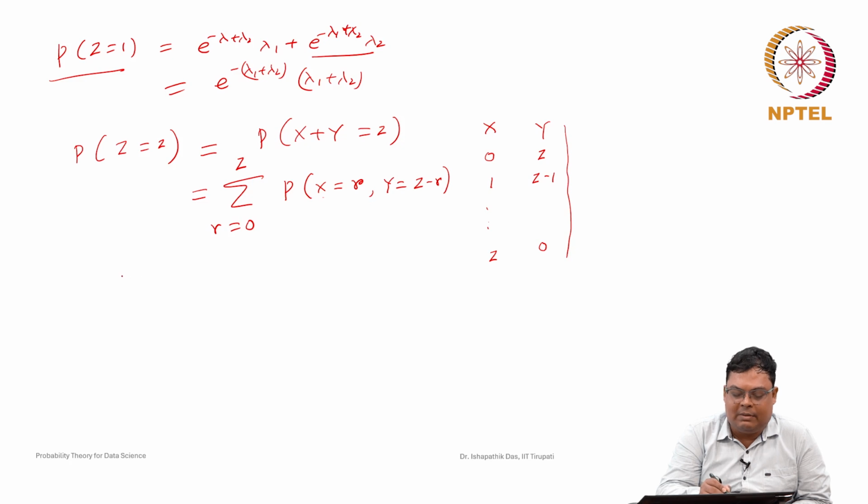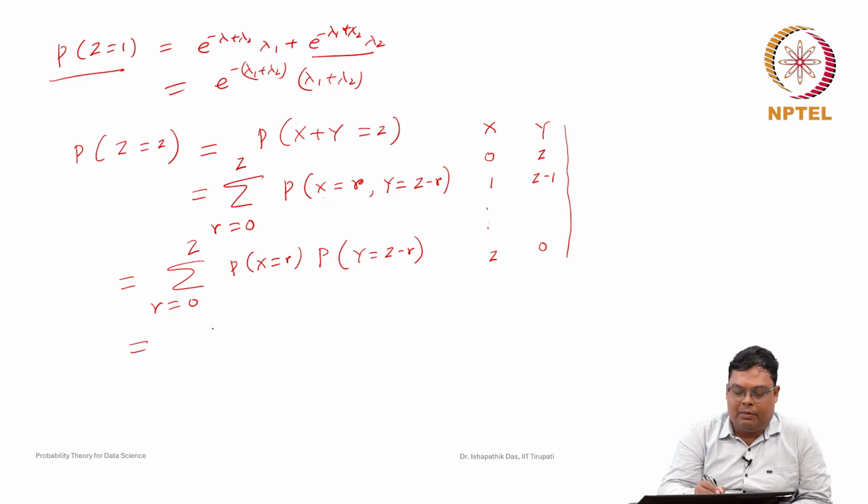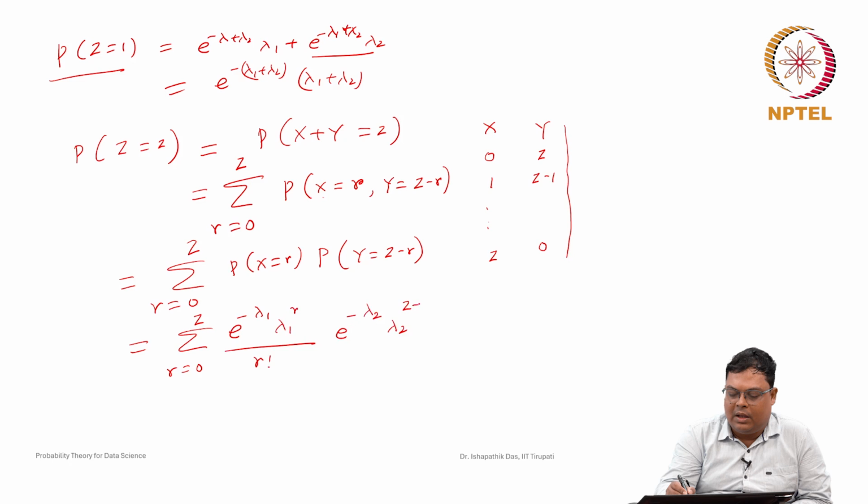Now, this can be represented as summation r is equal to 0 to z, probability x is equal to r, because they are independent random variables, and probability of y is equal to z minus r. Now, if we simplify these things, this is nothing but e to the power of minus lambda 1 lambda 1 to the power r by r factorial. This is e to the power of minus lambda 2 lambda 2 to the power z minus r by z minus r factorial.